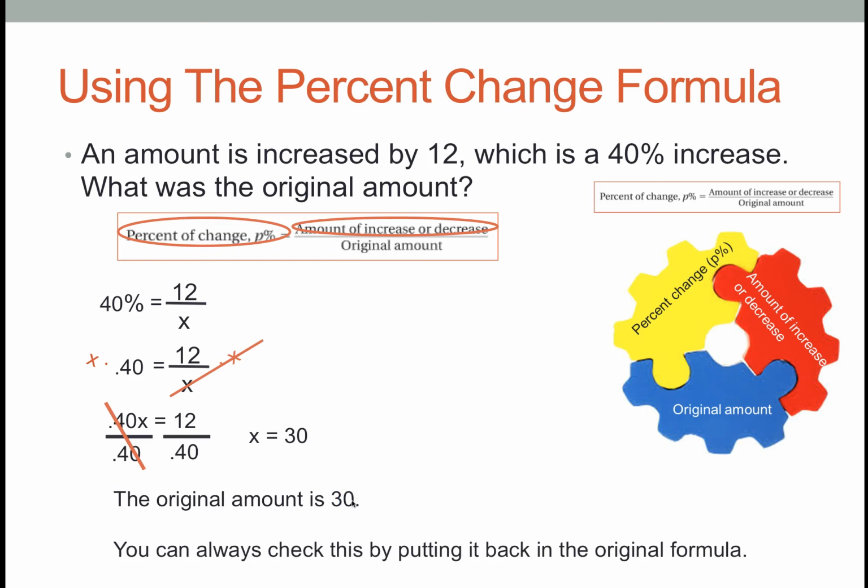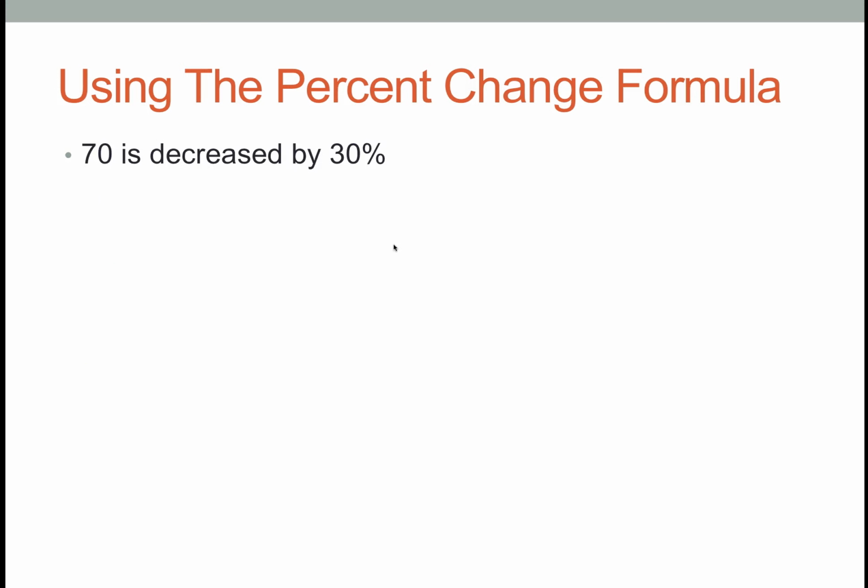So you can always check your work by putting these numbers back into the original formula. And if you say 40% is equal to 12 over 30, if you worked through that math, you would in fact find that that is true. All right, let's try some more problems.